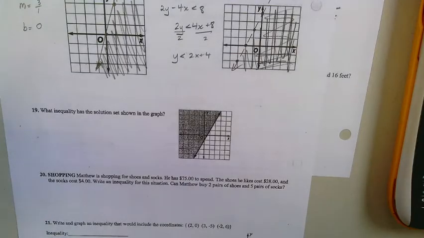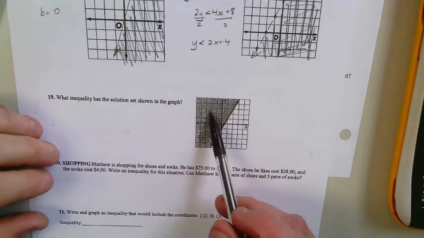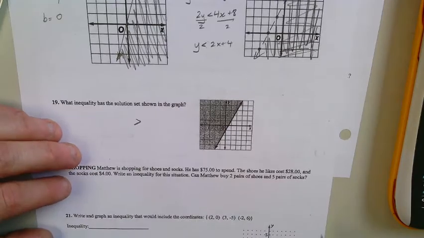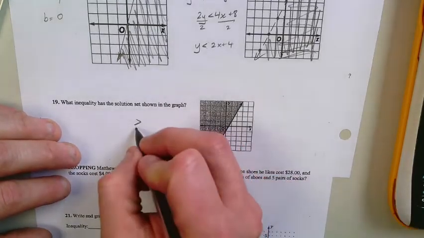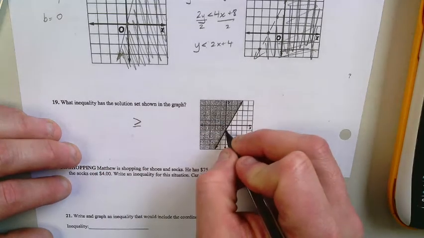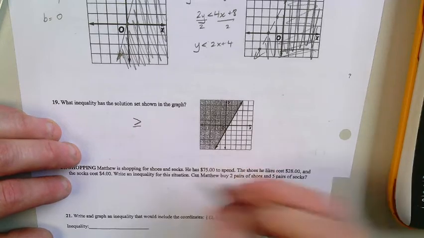Now, what inequality has a solution set shown in the graph? Well, the first thing I'm going to do is determine the shading. That's the easiest. It's above. So I'm looking at greater than. It is solid, so I'm going to say or equal to. The y-intercept is going to be at -1.